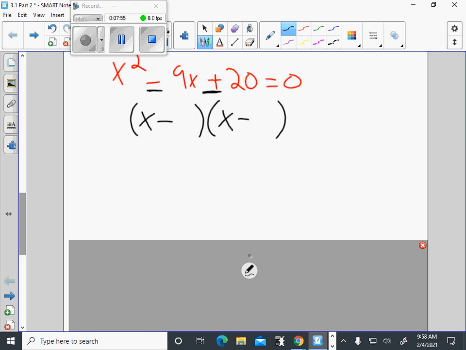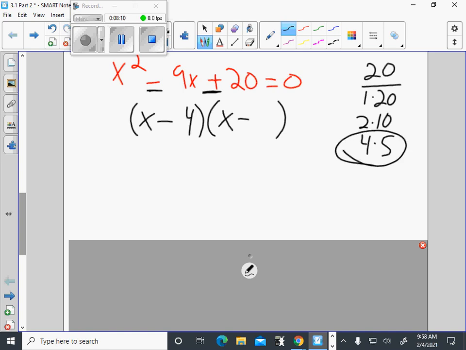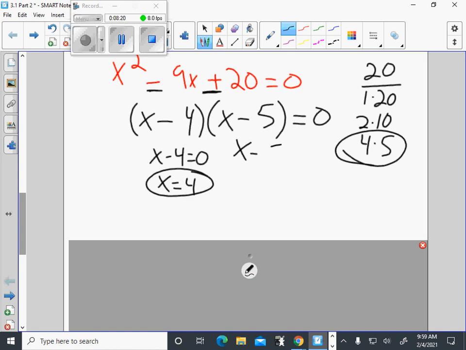Factors of 20 are 1 times 20, 2 times 10. 3 doesn't go into it, 4 times 5. Now, which of these factors add up to 9? 4 and 5, right? So we're going to have 4 and 5, that's going to be equal to 0, and then solve. X minus 4 equals 0, x is equal to 4. X minus 5 is equal to 0, x is equal to 5.